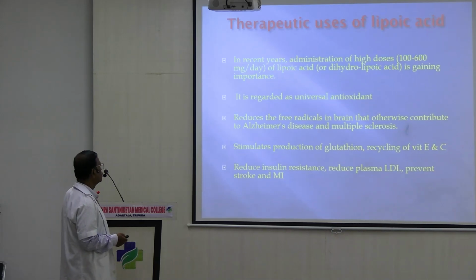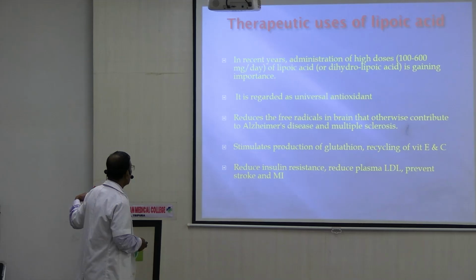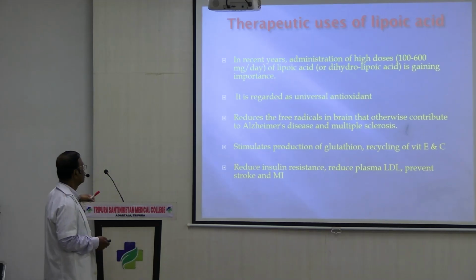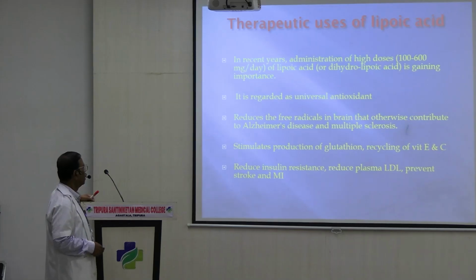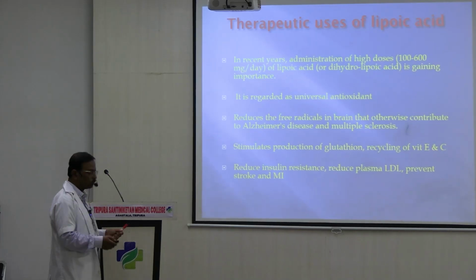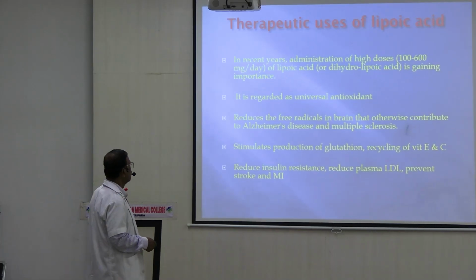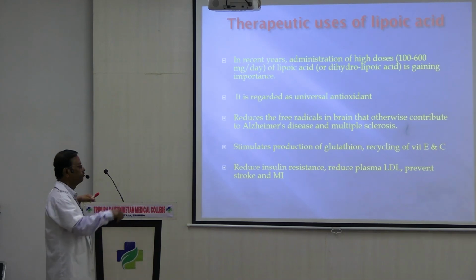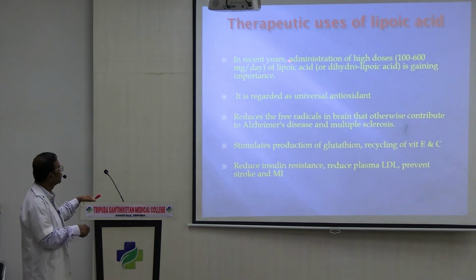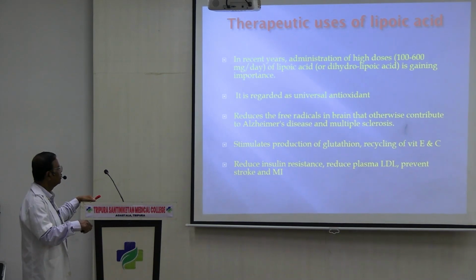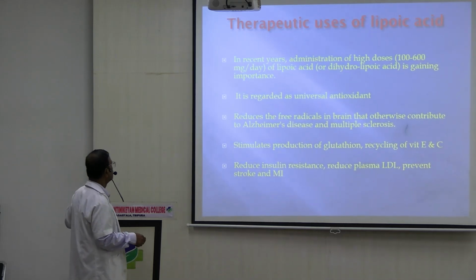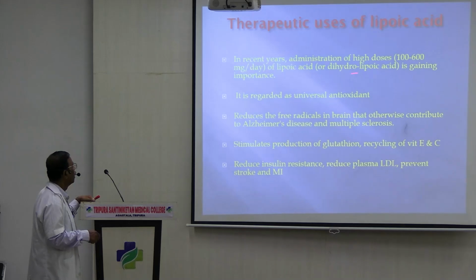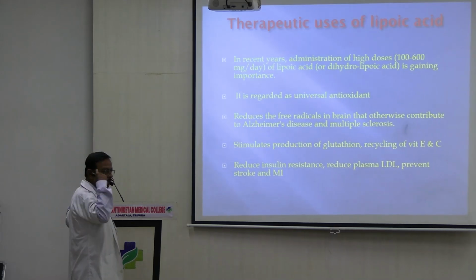Otherwise, that contributes to Alzheimer's disease and multiple sclerosis. See, in Alzheimer's disease and multiple sclerosis, the cause of the disease is taken as that free radical action. So lipoic acid can neutralize the free radical, and that's why in Alzheimer's disease and multiple sclerosis it is given. As it is fat soluble, it can easily go to the brain.